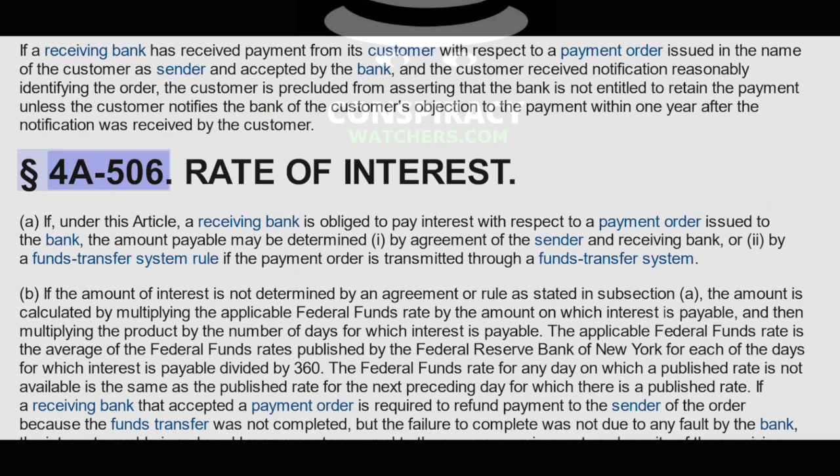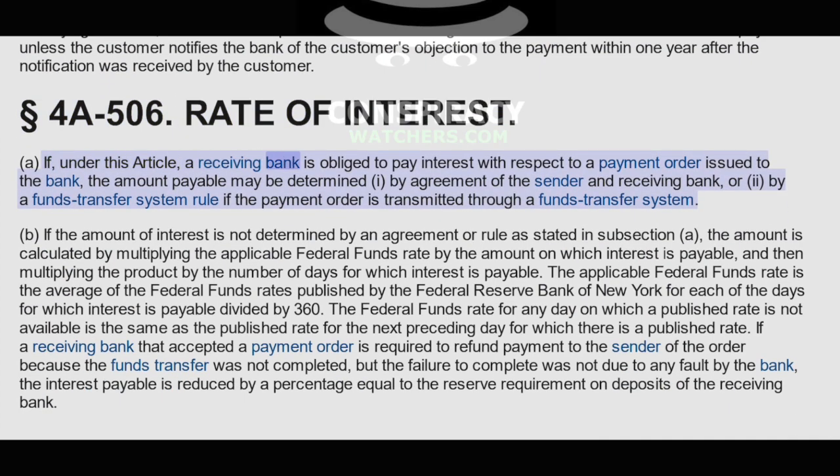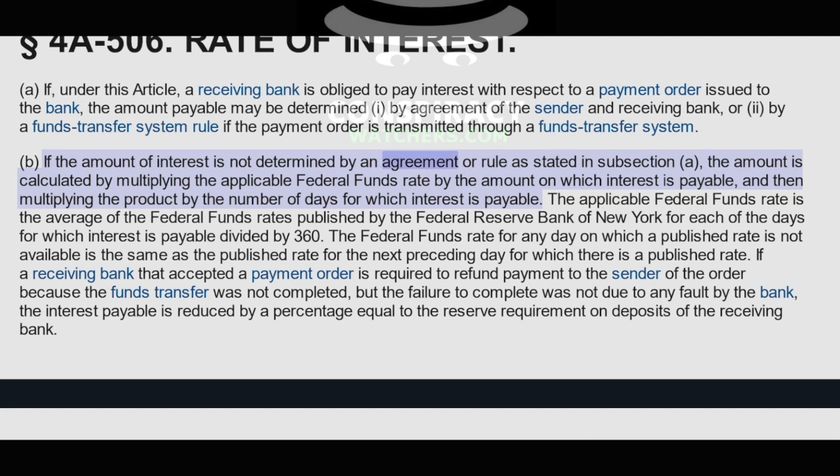Section 4A506. Rate of interest. If, under this article, a receiving bank is obliged to pay interest with respect to a payment order issued to the bank, the amount payable may be determined by agreement of the sender and receiving bank, or by a funds transfer system rule if the payment order is transmitted through a funds transfer system. If the amount of interest is not determined by an agreement or rule as stated in subsection, the amount is calculated by multiplying the applicable federal funds rate by the amount on which interest is payable, and then multiplying the product by the number of days for which interest is payable.